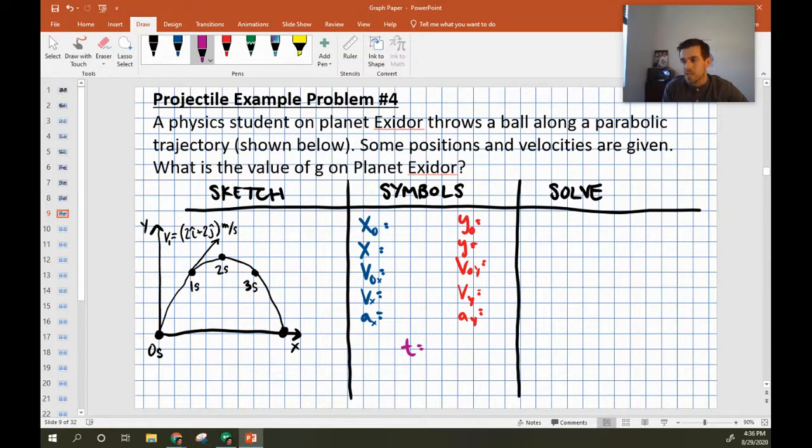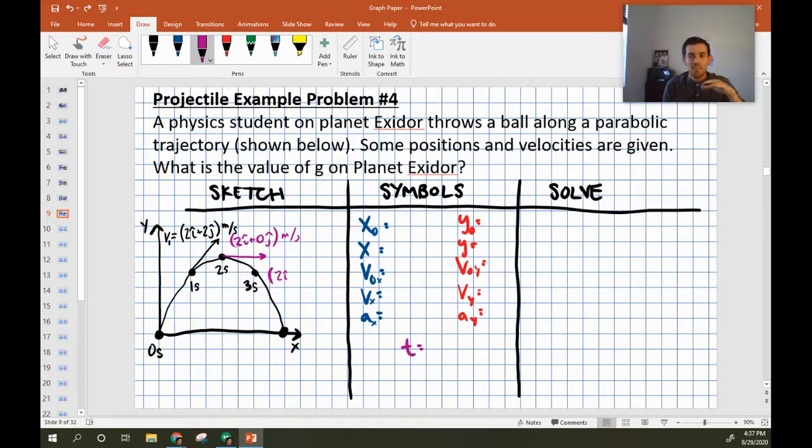The velocity at this place has to have 0 in the j direction because it's the highest point. But the horizontal velocity still has to be 2i because the horizontal velocity is always the same. So we know the velocity vector for that one. And we also know the velocity vector at the next point. At the next point, the horizontal velocity is still the same. It's still 2i.